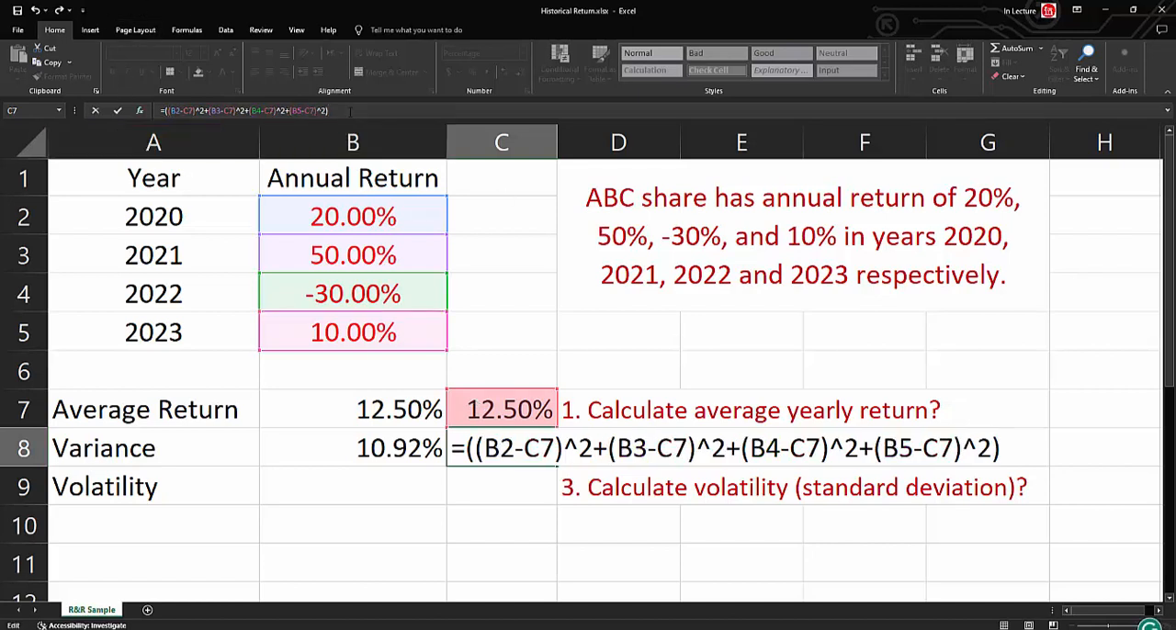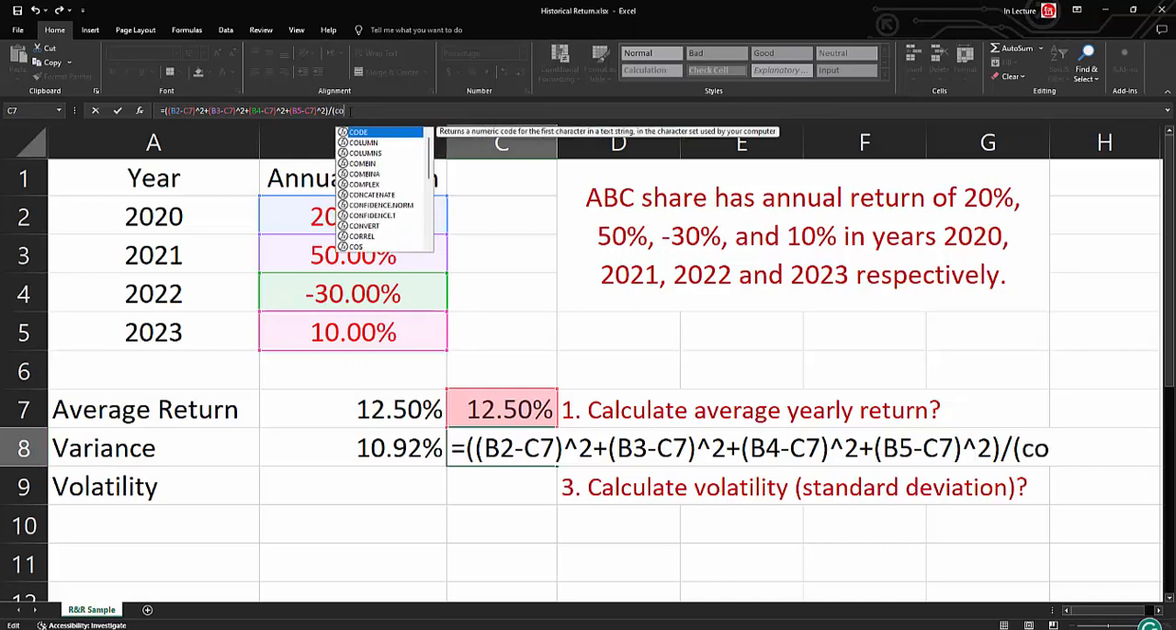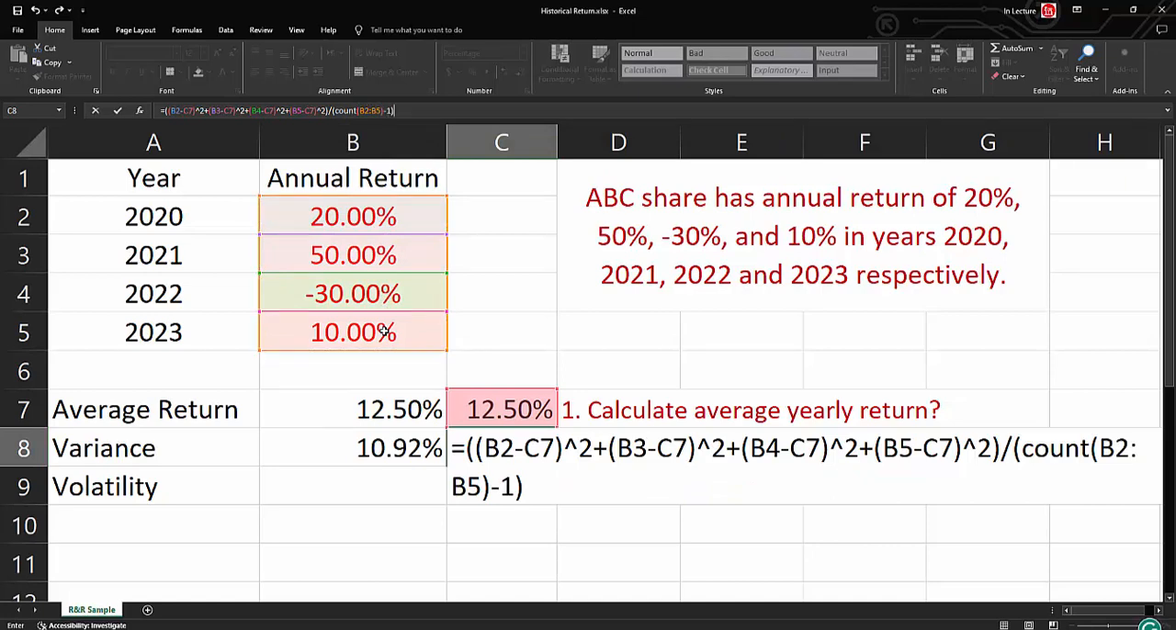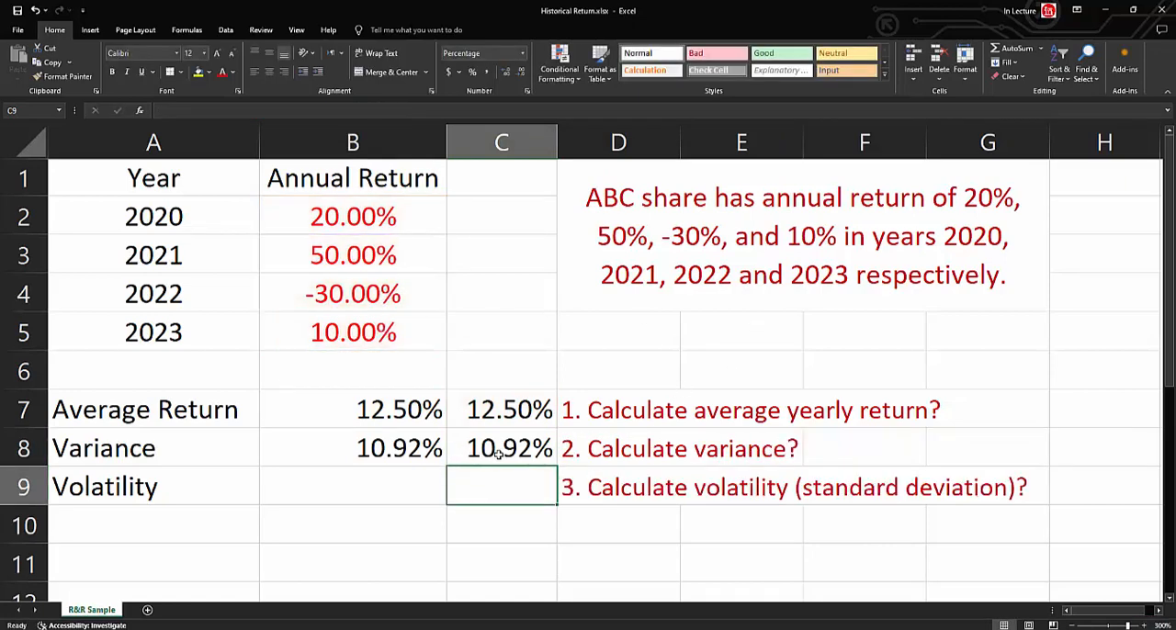divided by n minus 1, because we use the variance for a sample. Therefore, I will open bracket. I need to count them. I know that they are 4 minus 1, close bracket. It will give you what? 10.92. So we'll discover that when we use Excel built-in function, it will be easier and quicker.